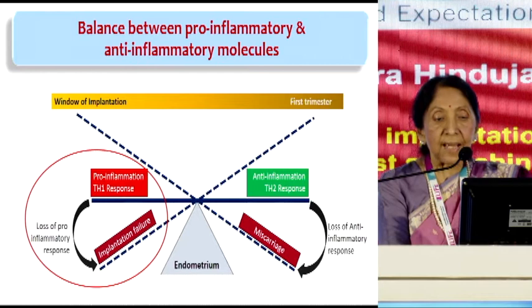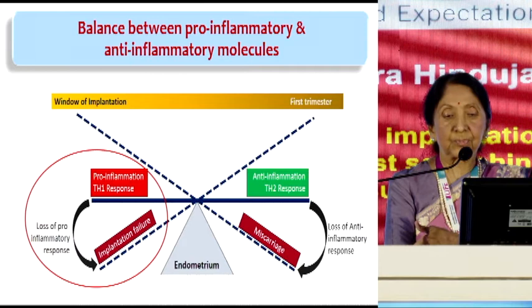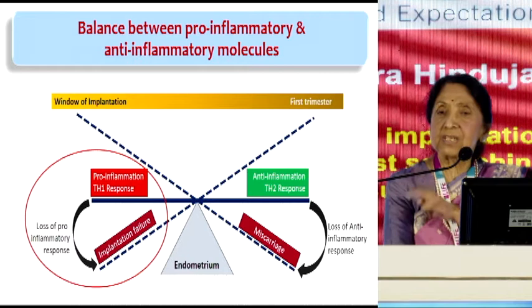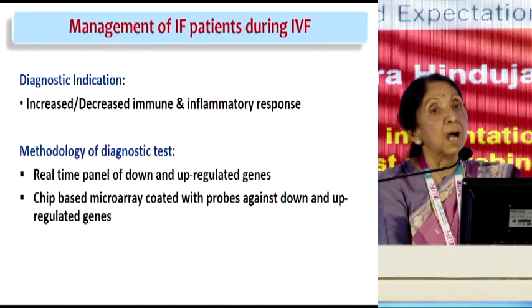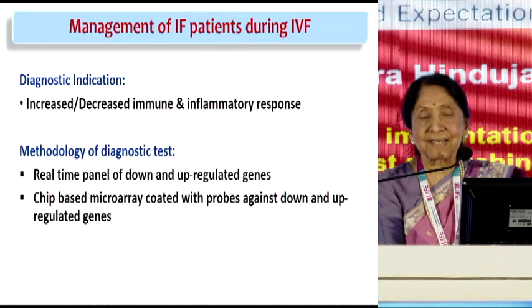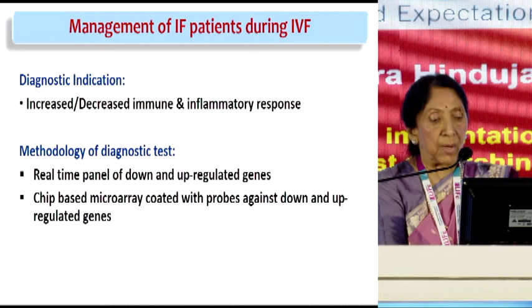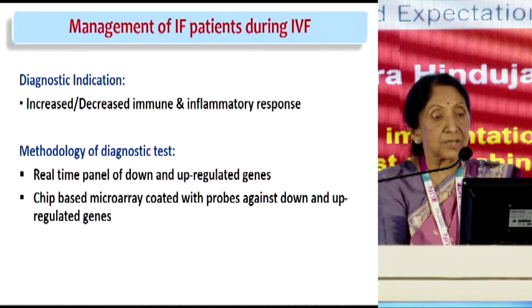But at the same time, in the first trimester, there has to be an anti-inflammatory response. There will be a conversion of Th1 to Th2. If there is a loss of anti-inflammatory response, there is a miscarriage in the first trimester. Thus, we feel from our study you can find a treatment. Before you do that, you have to find the test according to the panel, either by PCR or by microarray, which can be very useful to diagnose the causes of implantation failure.